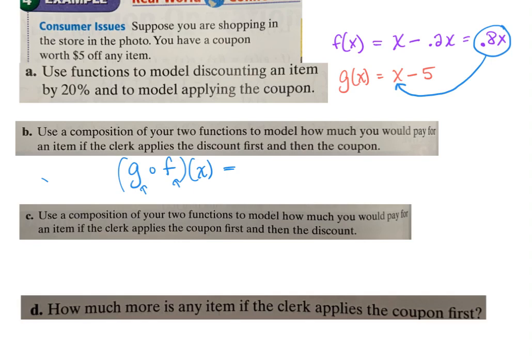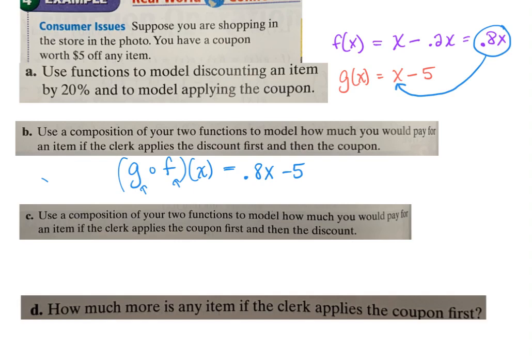g of f. So I'm going to take my f function and I'm going to plug it into g. All right? So this would look like this, 0.8x minus the $5. That would be that composite, right? Next question.